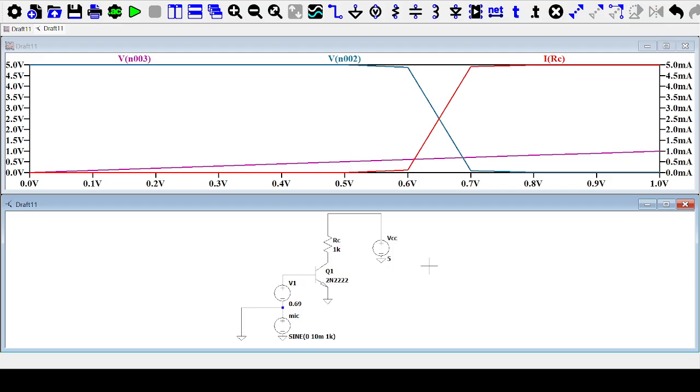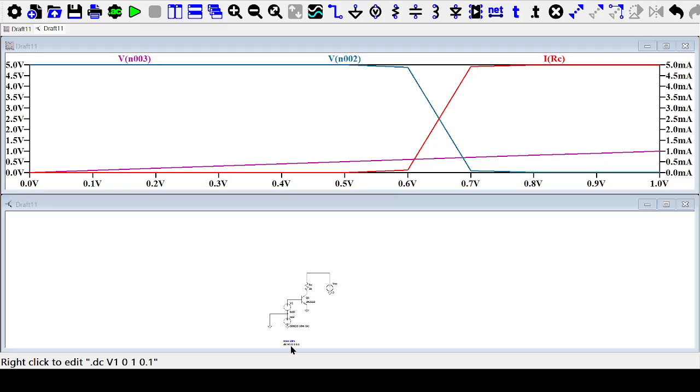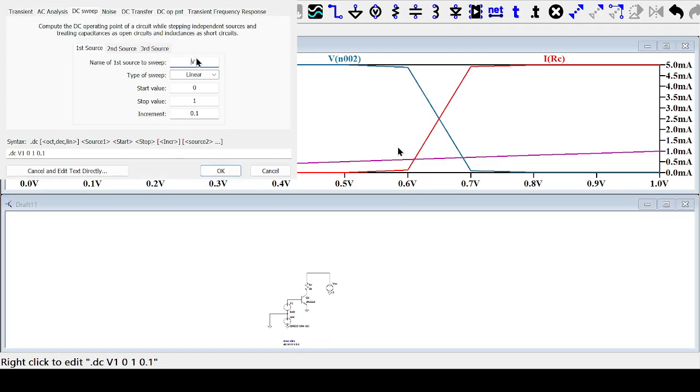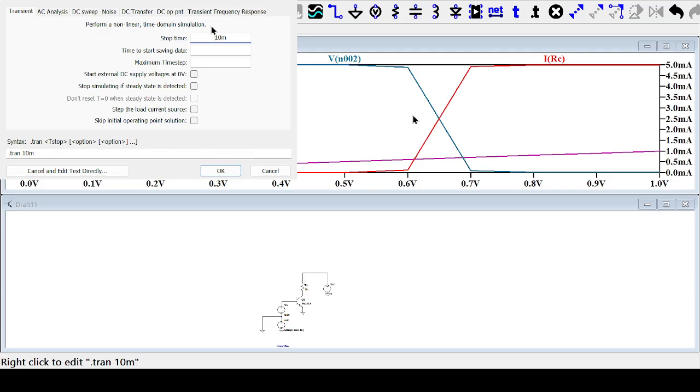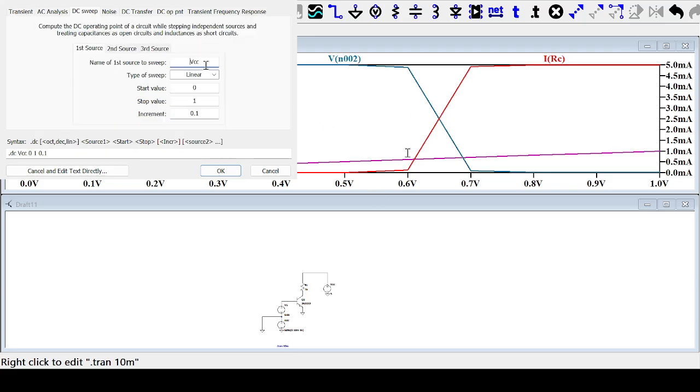Now let's look at the other way around. This time I'm going to change the sweep voltage. I'm going to right click the DC sweep, and now what I'm going to sweep is the VCC. I'm going to sweep this VCC, instead of 5, from 0 to 5. So DC sweep from 0 to 5.